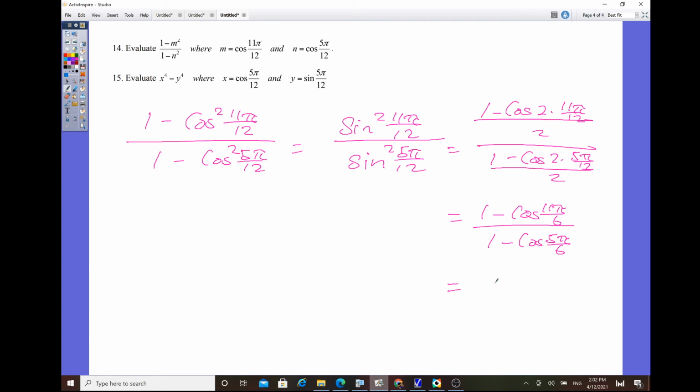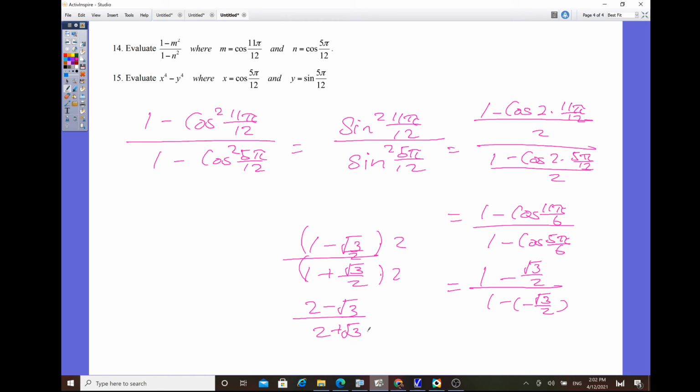So 5 pi over 6, which is cosine of 30 degrees in quadrant 2. So then that would be negative root 3 over 2. 11 pi over 6, then that would be in quadrant 4, positive, so it's root 3 over 2. So we got 1 minus root 3 over 2, all over 1 plus root 3 over 2. Multiply by 2 top and the bottom first, so we got 2 minus root 3, and then all over 2 plus root 3.